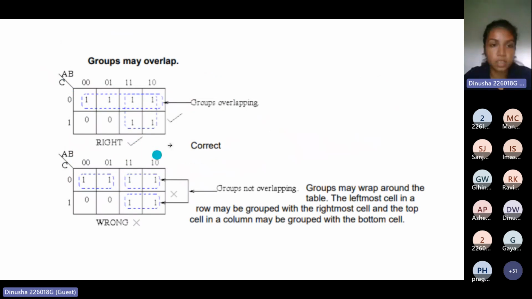In this, groups may be overlapping. Groups may be overlapping means we can wrap this group. We have this one group and this one group, and we can overlap these groups. Here they grouped as one, two of ones, two of ones, two of ones. Then if we do like this, we break the rule that the groups must be as large as possible. So we can make the groups like this by overlapping the other groups.